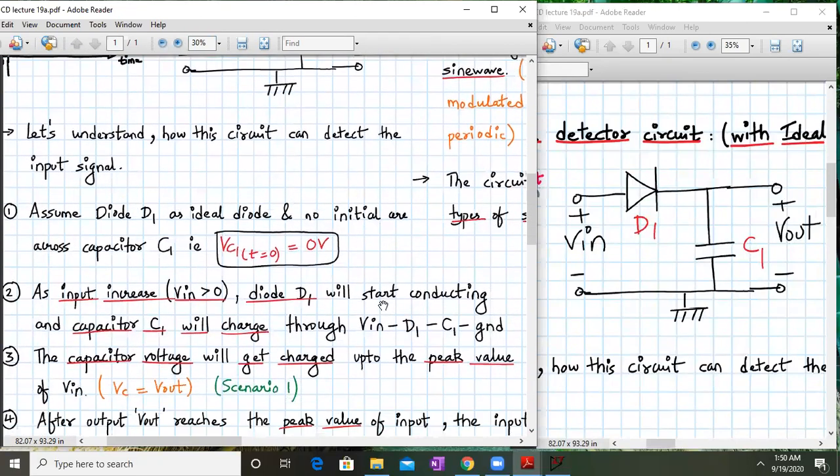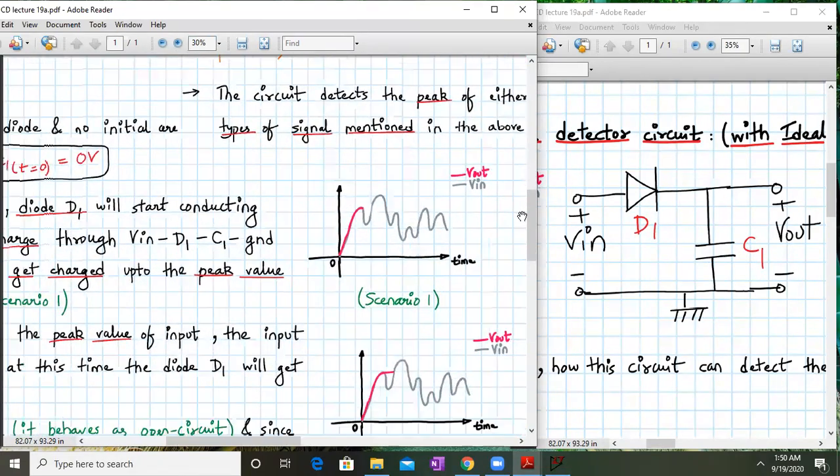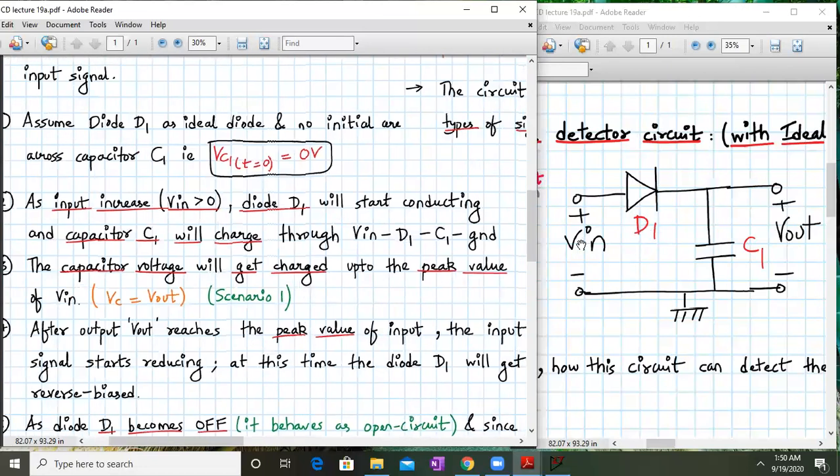So first of all, we will assume that the diode D1 is an ideal diode and there are no charges on this capacitor. That means the charge stored on this capacitor at time t equal to 0 is 0. So it is not pre-charged at all. So let us start. As V_in increases from 0, so that means V_in is greater than 0, what will happen to this diode? The diode will start conducting. So when the diode starts conducting, the capacitor charges via V_in, D1, C1 and ground, right?